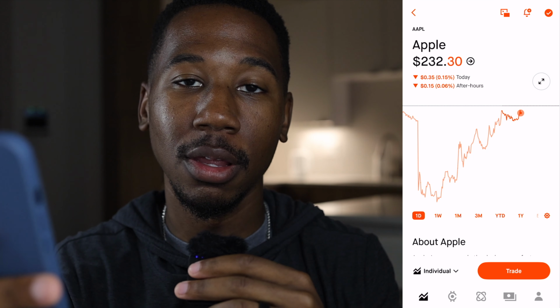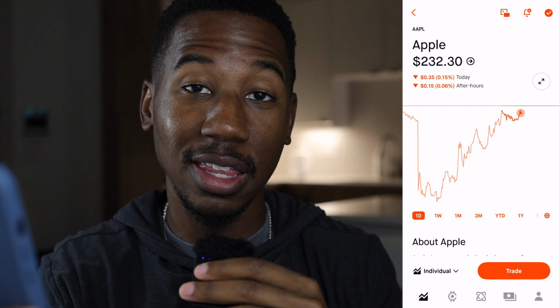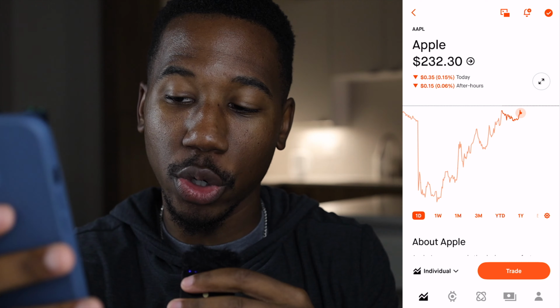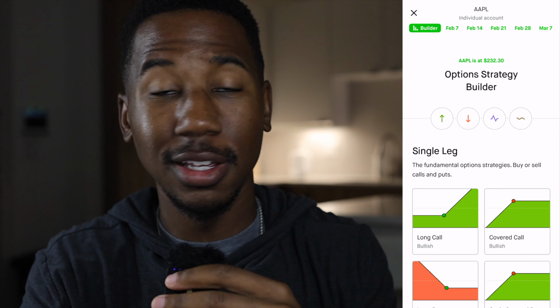And now, without further ado, let's get to it. All right, so here we are in the Robinhood app. We're taking a look at the stock Apple. And in order to get to an option contract, we're going to go to trade option, and then I'm just going to pick a date.